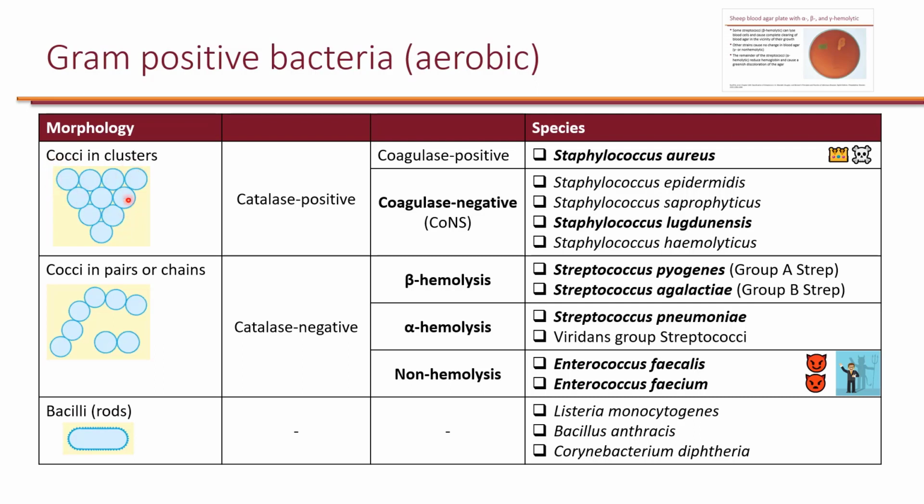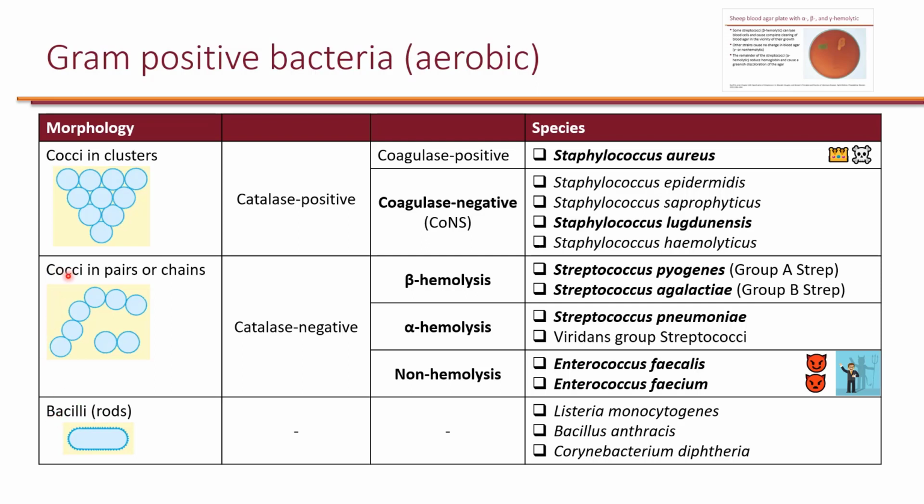So cluster means that several of them are clustering together. And then you can have cocci, which is essentially circles in pairs or chains. So pairs will be a couple of them, and sometimes that's referred to as diplococci. And then, if you have a chain, they don't cluster. It's just like a chain. And then we have rod shape that are called bacillus, and the plural for it would be bacilli.